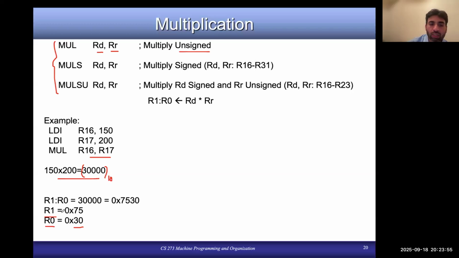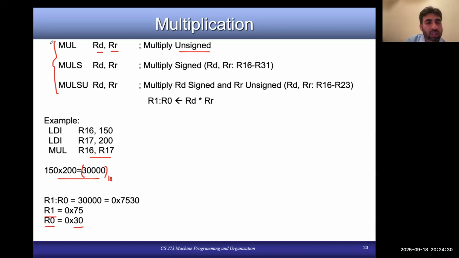It is not like you need to manually place the result in R0 and R1. The hardware on the microcontroller will automatically place the result in R0 and R1, which means that if you are using R0 and R1 for holding some other data, copy that data over to some other register or memory location before doing the multiplication, because otherwise that data will be lost, and your program can give you results which you are not expecting.